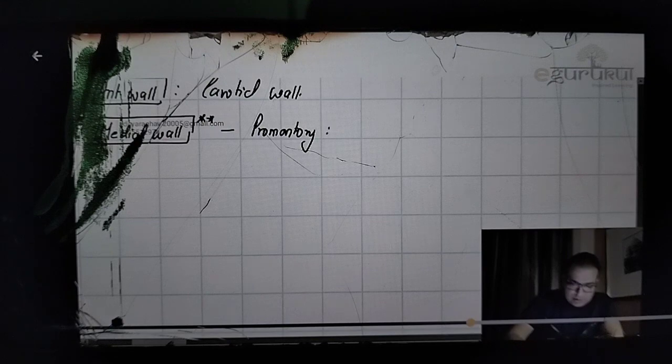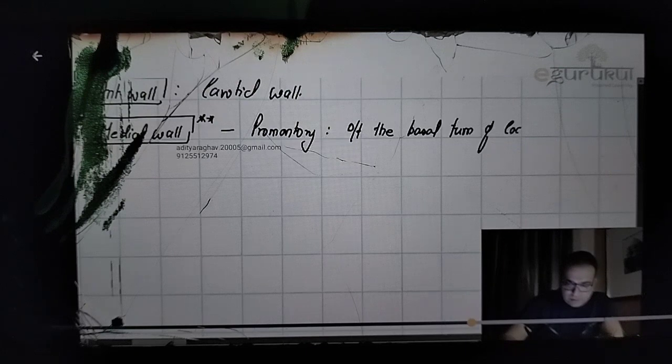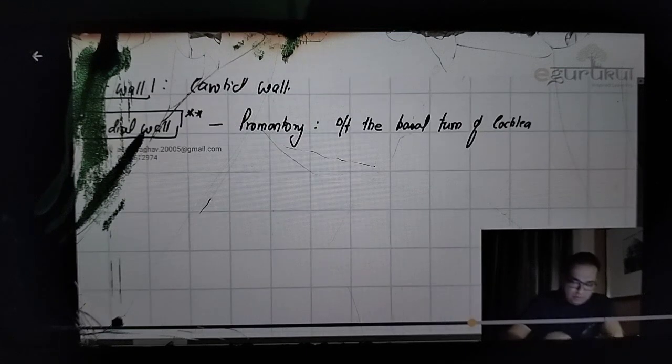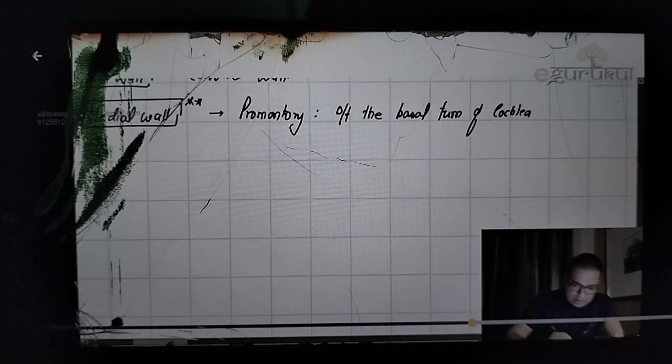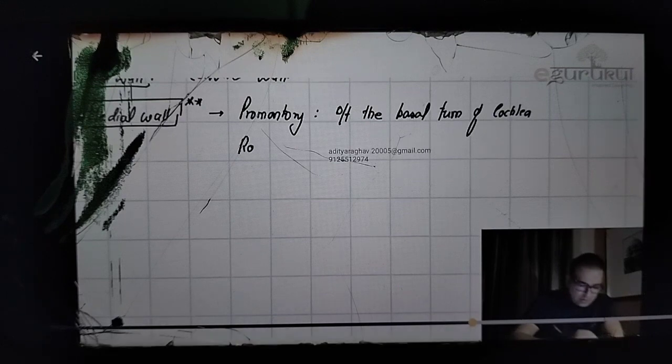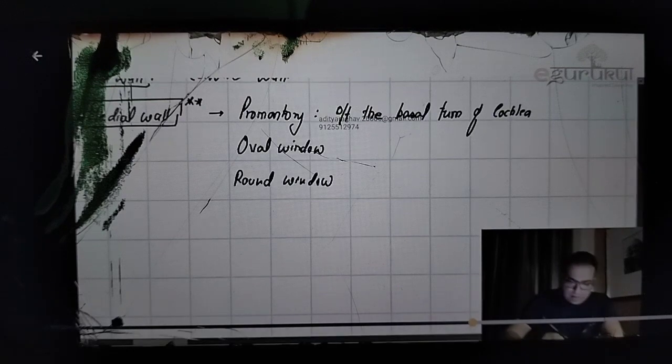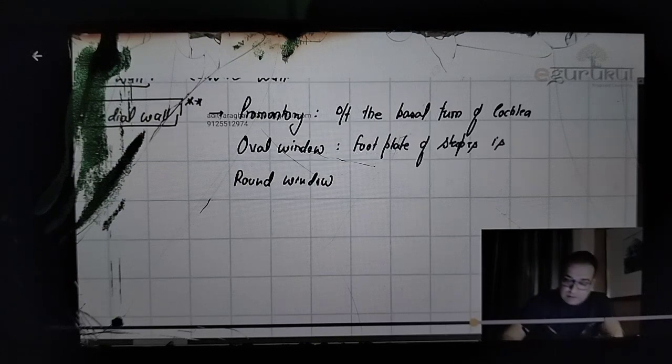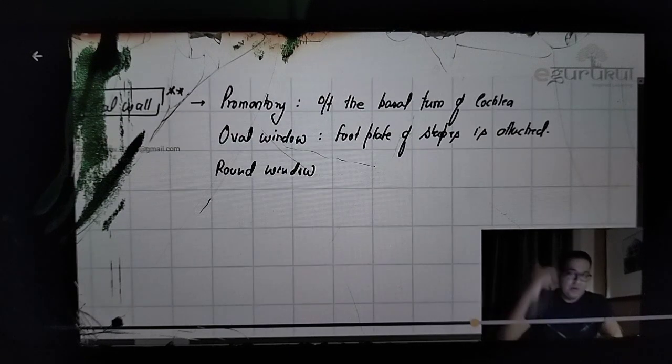Okay, on the medial wall we saw that one of the elevations is the promontory. The reason for the promontory is the basal turn of the cochlea, the first turn of the cochlea, which forms the promontory. Another thing on the medial wall we saw is the round window and oval window. The oval window was the place where the foot plate of the stapes is attached. You know the location: it is posterior superior to the promontory.